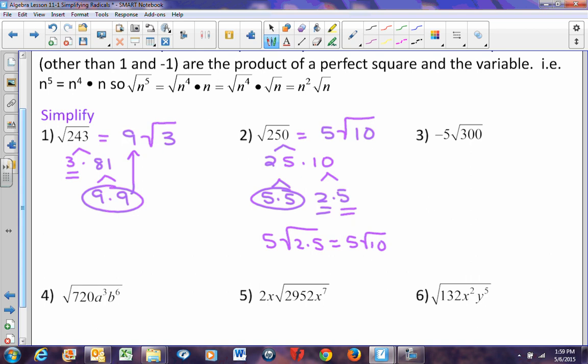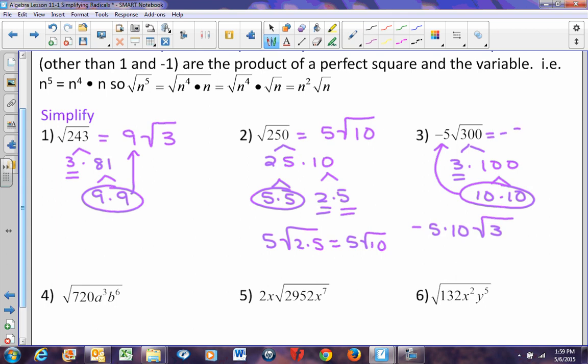Number 3, we already have a number outside of the square root. What that simply means is negative 5 times the square root of 300. Which means once I break down the square root of 300, I have to multiply that by the negative 5. Okay, I happen to know that 300 is 3 times 100. And 100 is 10 times 10. These are perfect squares because they can pair up, can't they? So they can go out. This gets multiplied by the negative 5. So the negative 5 gets multiplied by the 10. And what's left over? The square root of 3. So this becomes negative 50 square roots of 3. I am done with that problem.